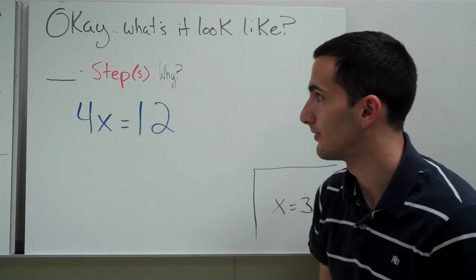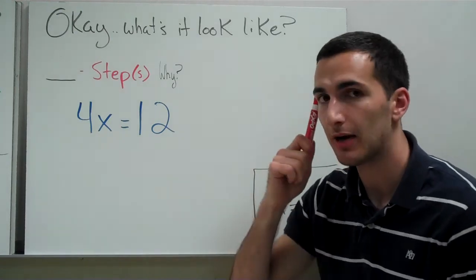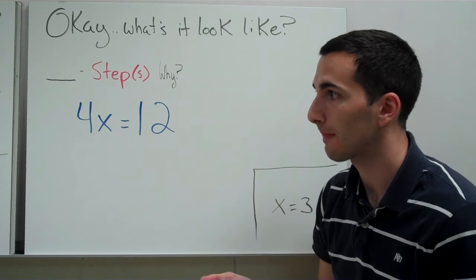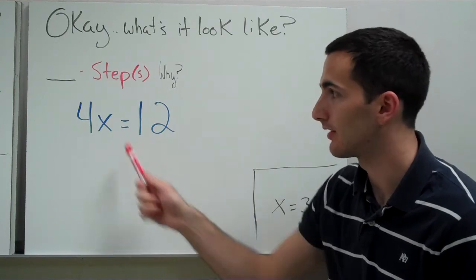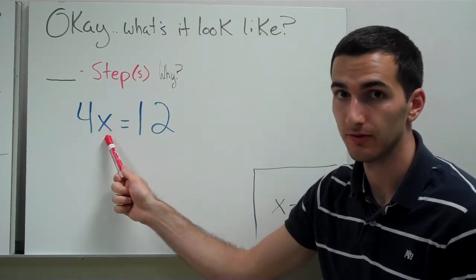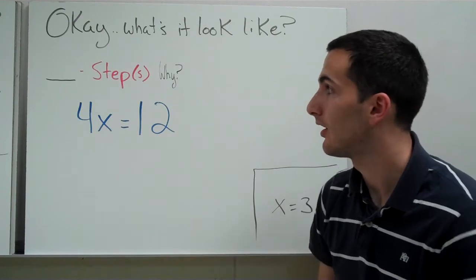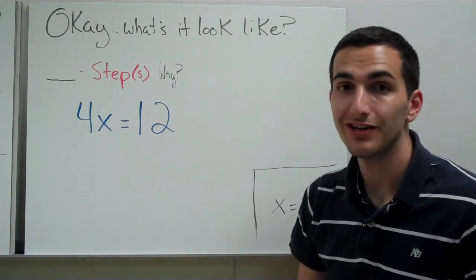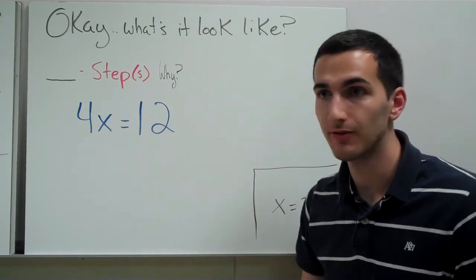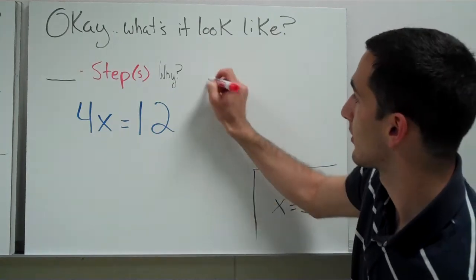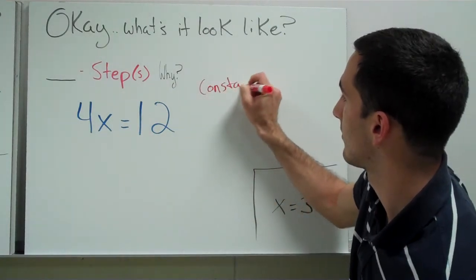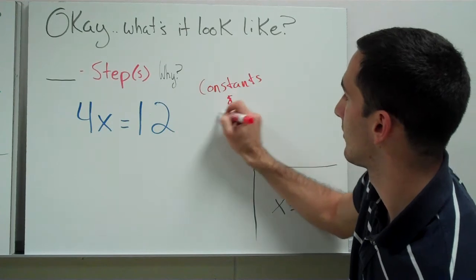Well, what do you think about this one? Remember, we're thinking how many steps is it going to take to get the variable by itself? How many inverse operations? To figure that out, I want to know how many things are around the variable. So I'm going to look for constants and coefficients.